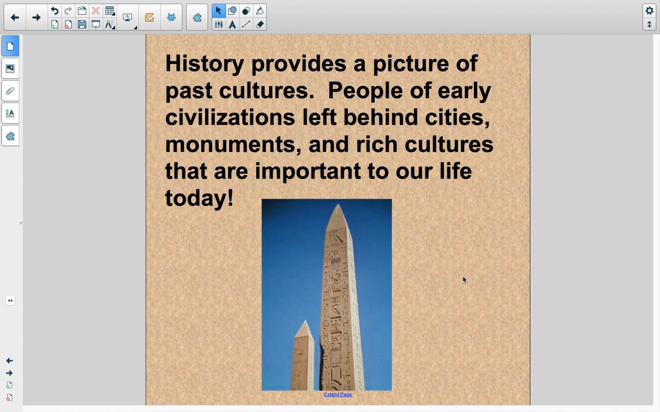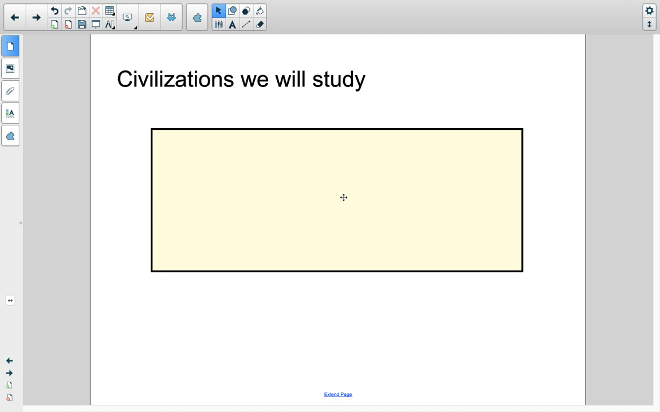There are lots of primary sources that exist when it comes to looking at ancient civilizations. Past history provides us with a picture of past cultures. People of early civilizations left behind cities, monuments, and rich cultures that are important to our life today. All you have to do is look at the naming of the planets, which are named after the Greek gods. Mercury, Venus, Jupiter, Saturn, all of these planets have names that were originally used thousands of years ago. So that's carried on.